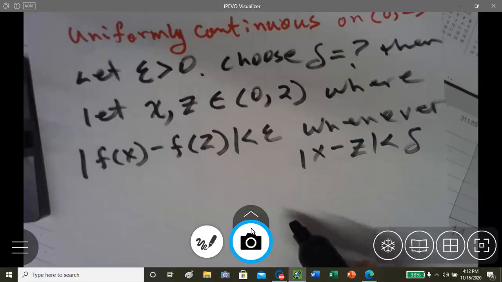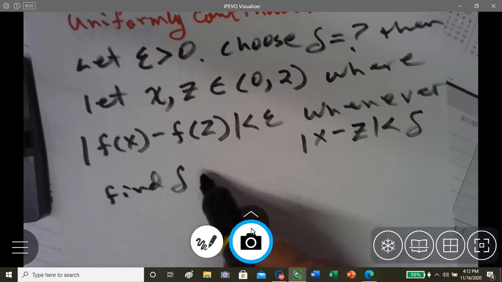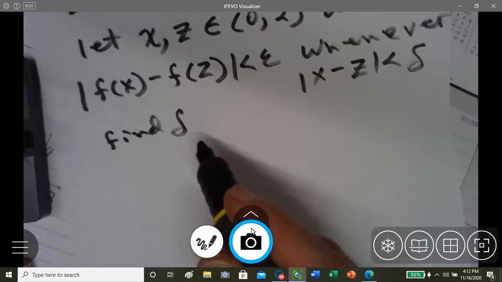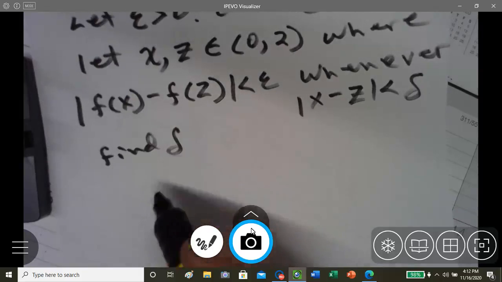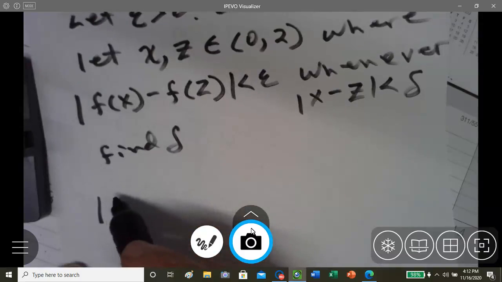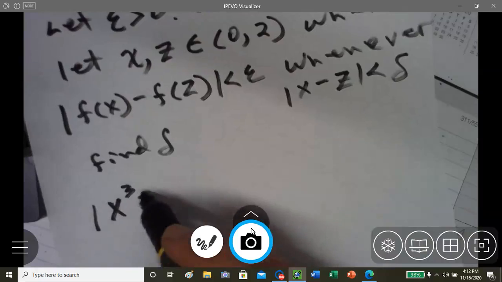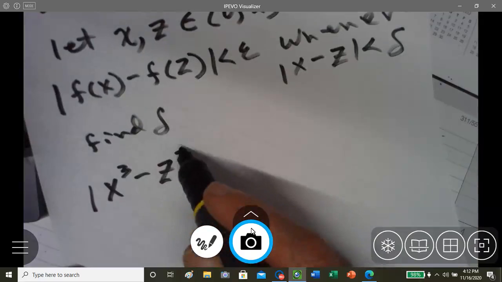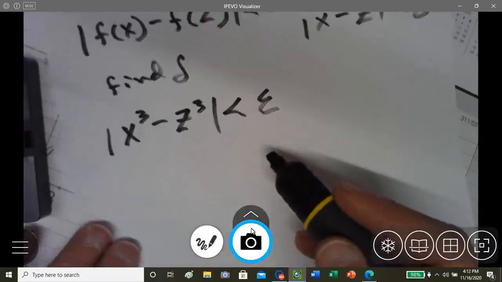So we need to find a delta that we can substitute in for epsilon. So f of x, that is x cubed, and f of z, that's going to be z cubed, and we said that's less than epsilon.